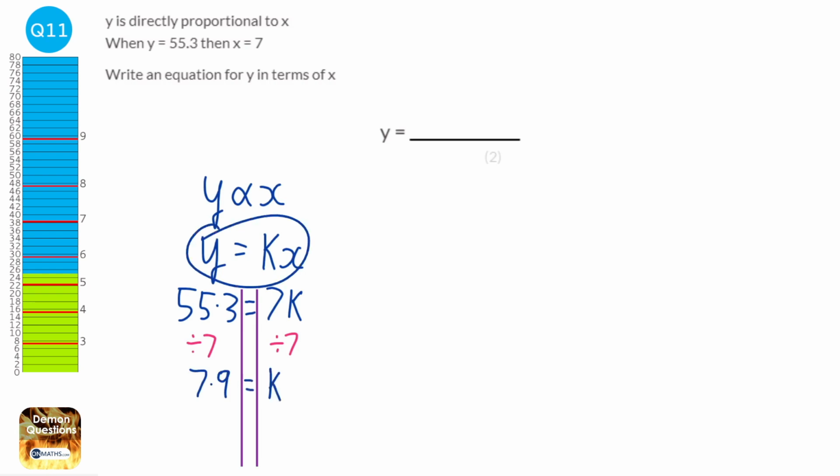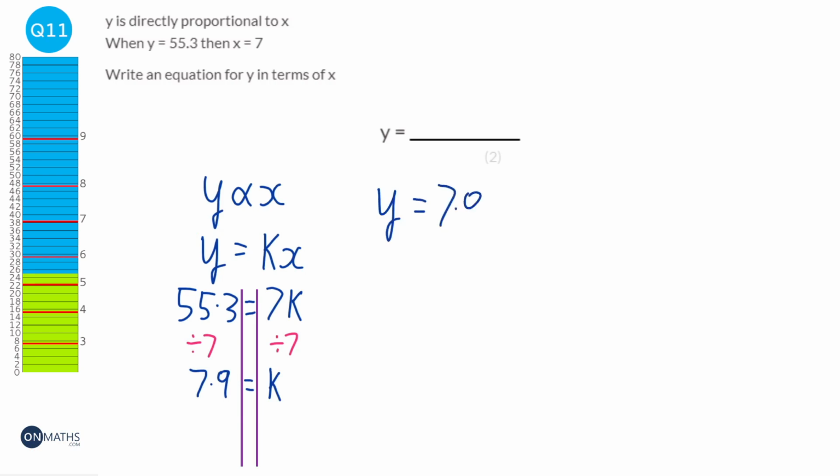So we're going to rewrite this formula here, y equals 7.9x. And that is actually our answer.